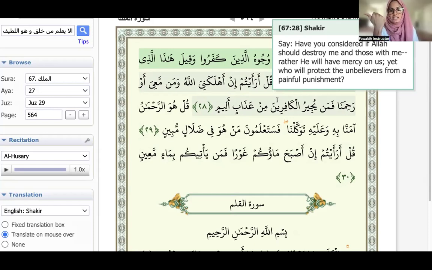So that's how you can tell from context. Ajara yujiru, like from ajr, but this form means to recompense the kafirin from a painful... oh wait, sorry. He will have mercy, yet who will protect? Ajara yujiru. What? Ajara yujiru. To protect? Okay, well then I learned something new. Yeah, anyway, thank you for the point. I'm going to look this up now.